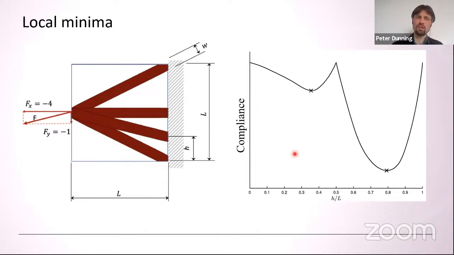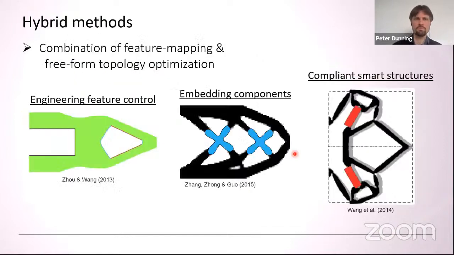There's not been a lot of work done on this. There's been some work, and I think this is one of the interesting future research directions: how to improve this situation, if not completely solve it, for feature mapping topology optimization.